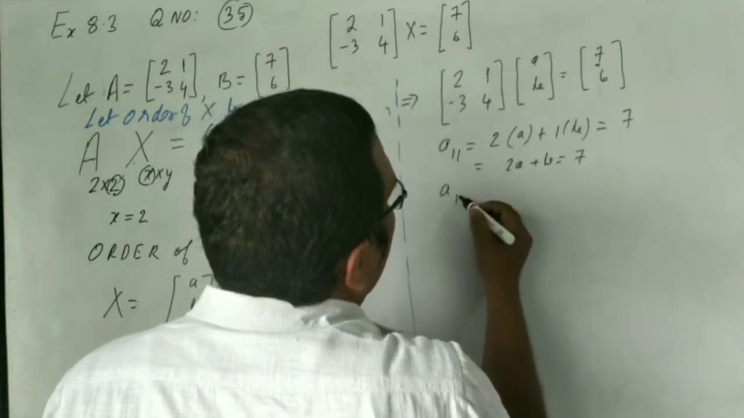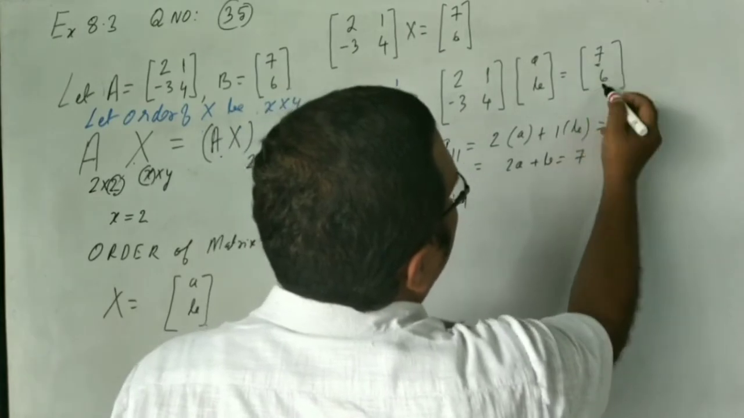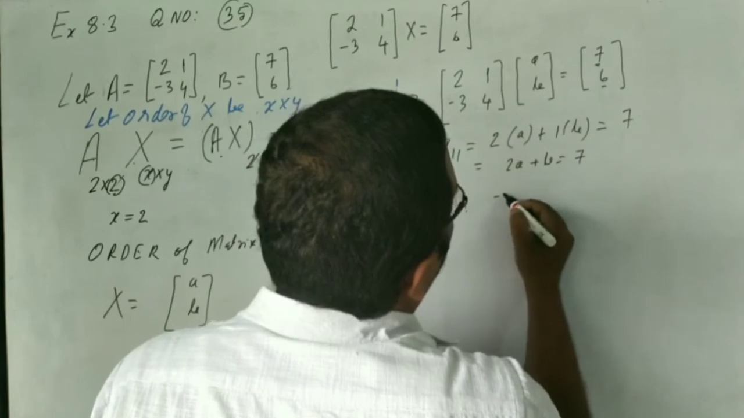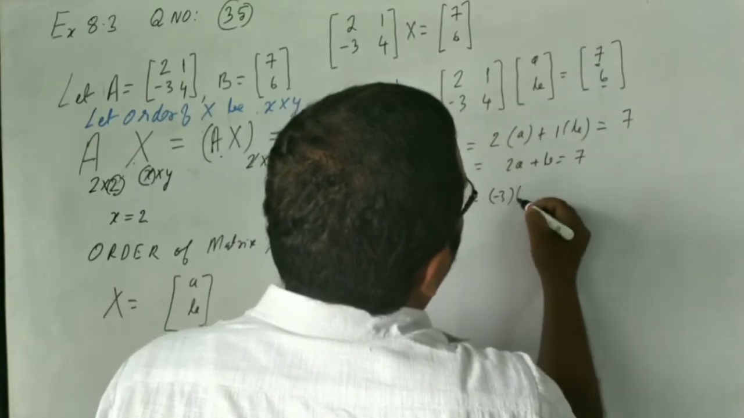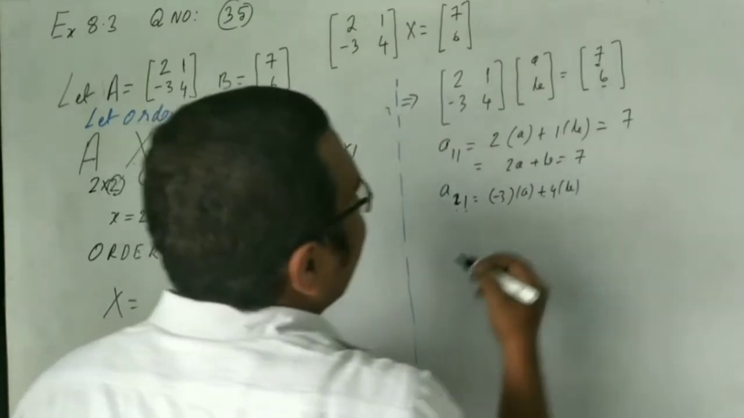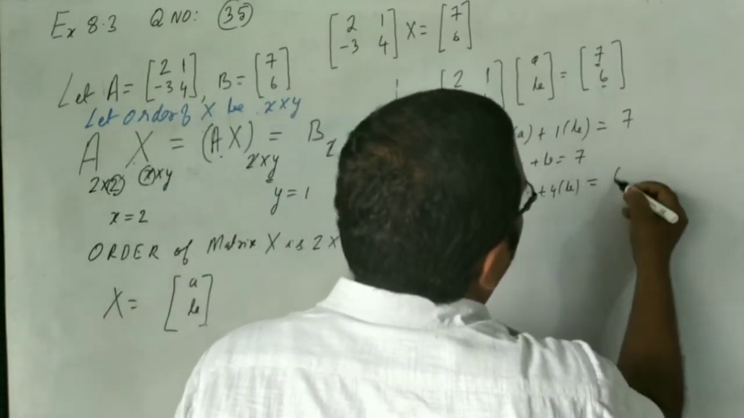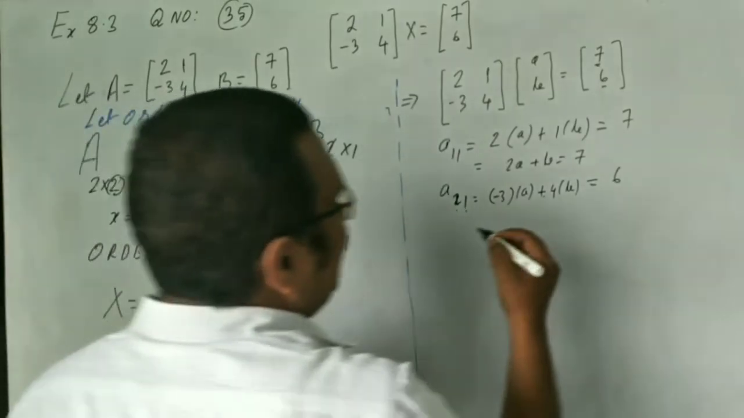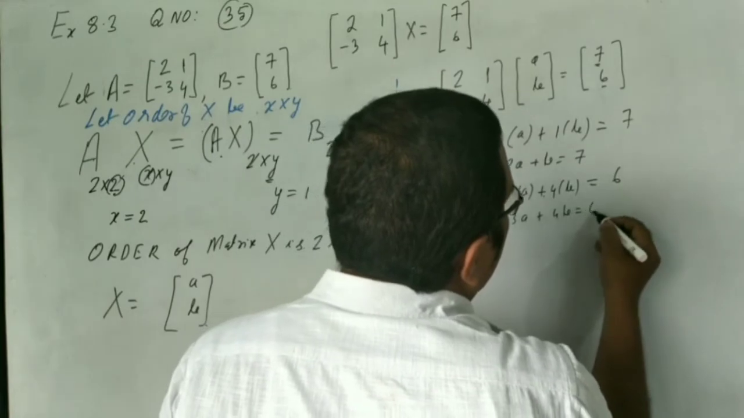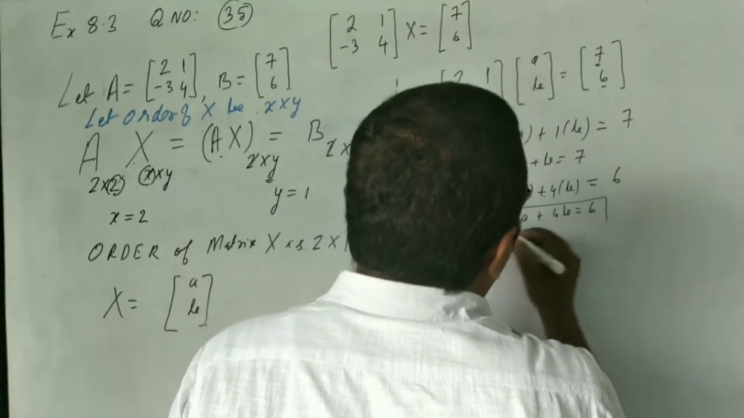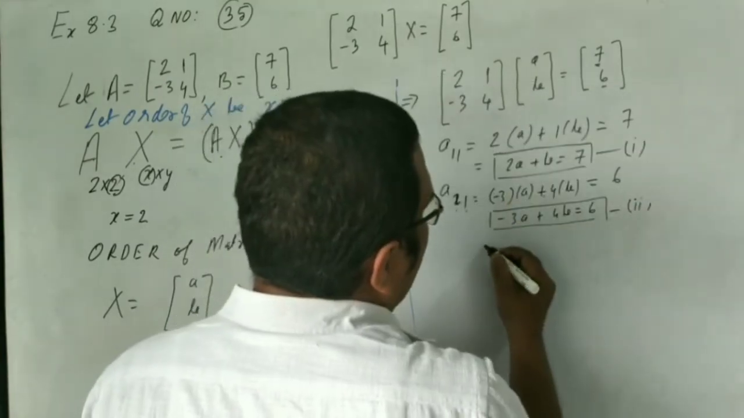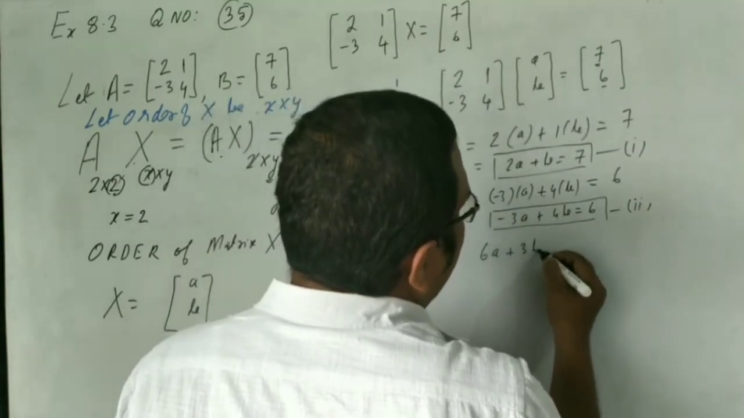Similarly, A21, this is second row and first column. Minus 3 into a plus 4 into b. And the second row first column is 6. So I have two equations. This is the first equation and this is the second equation. I multiply the first by 3 and I get 6a plus 3b is equal to 21.